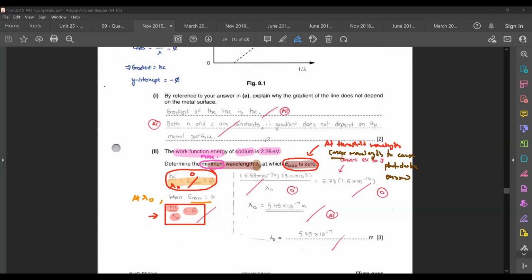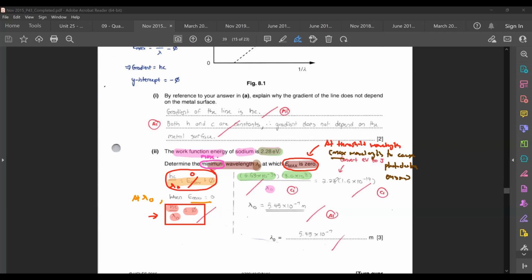So your Planck constant being 6.63 times 10 power minus 34, you can get from your data sheet. Your speed of light is 3 times 10 power 8. You can also get it from your data sheet if you haven't remembered it already. So divide it by your threshold wavelength, equate it to your work function of 2.28 eV.